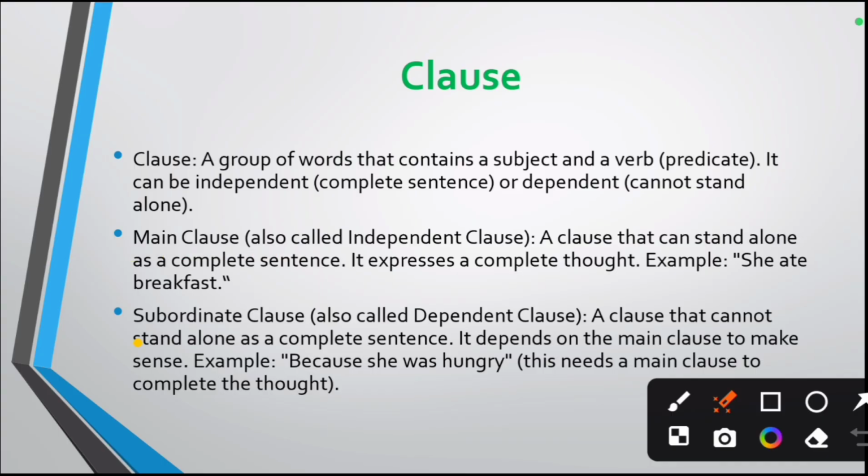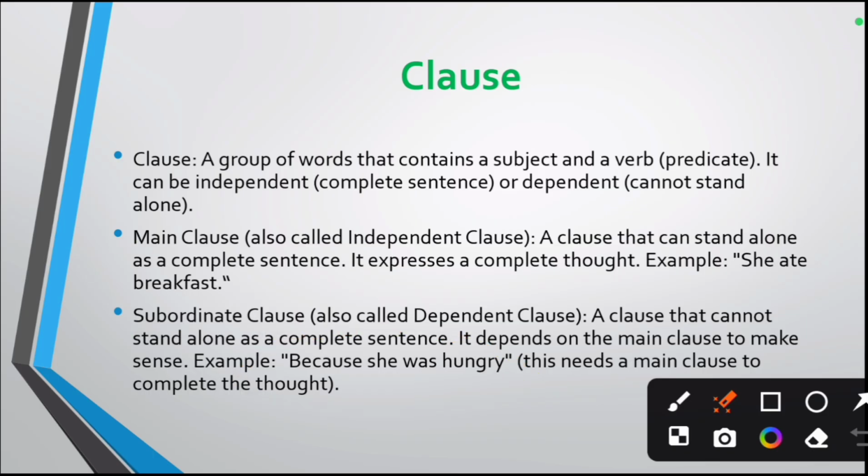But here, see this one, a subordinate clause. Because she was hungry. It needs a main clause to get a complete meaning. It is a clause that cannot stand alone. This group of words cannot stand alone to give complete meaning. They need a main clause to give a complete meaning. This type is known as a subordinate clause.